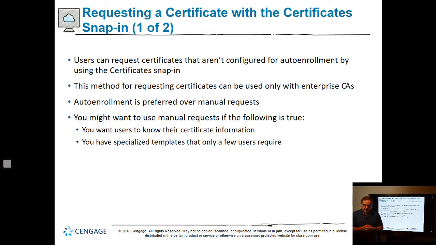You might want to use manual requests if the following is true. You want users to know their certificate information. You have specialized templates that only a few users require, or you're lonely.